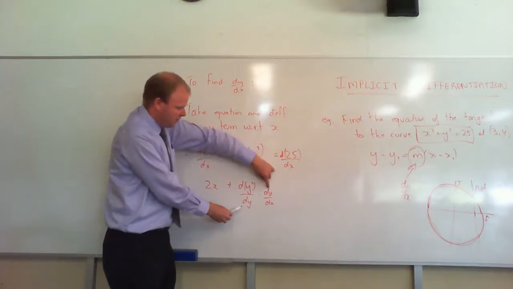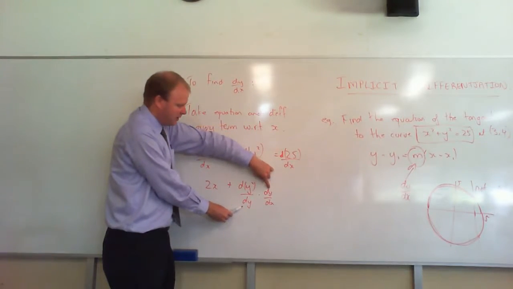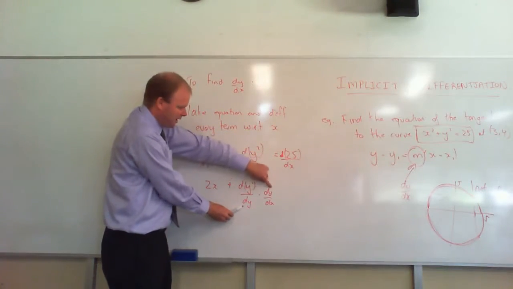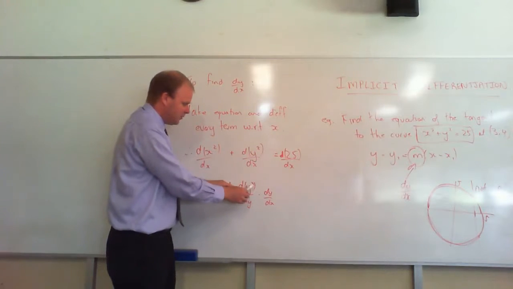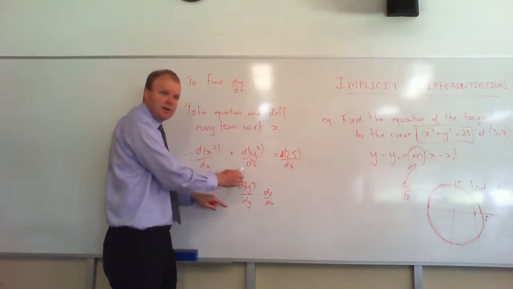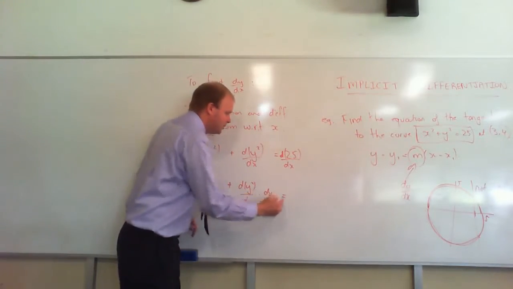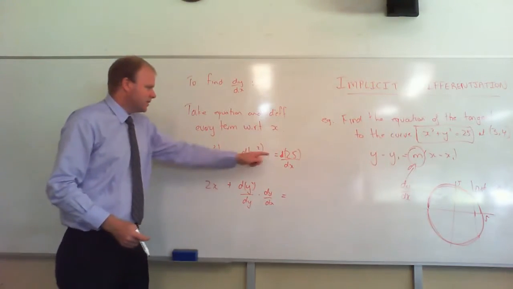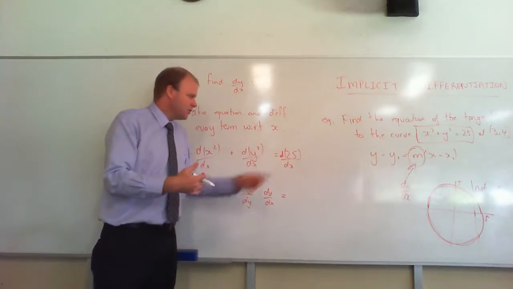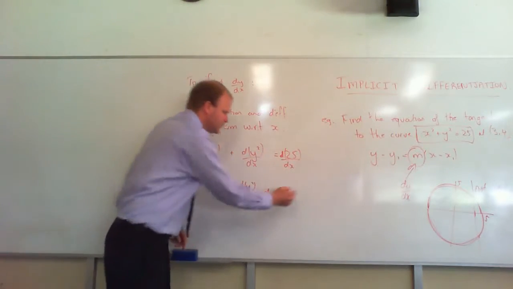What could happen with your dy's? Effectively, they cancel, they don't really, but effectively. And that would leave you the derivative of y squared with respect to x, which we've got there. Now, you'll see why I've done that in a minute. Equals the derivative of 25. What's the derivative of a constant? 0.